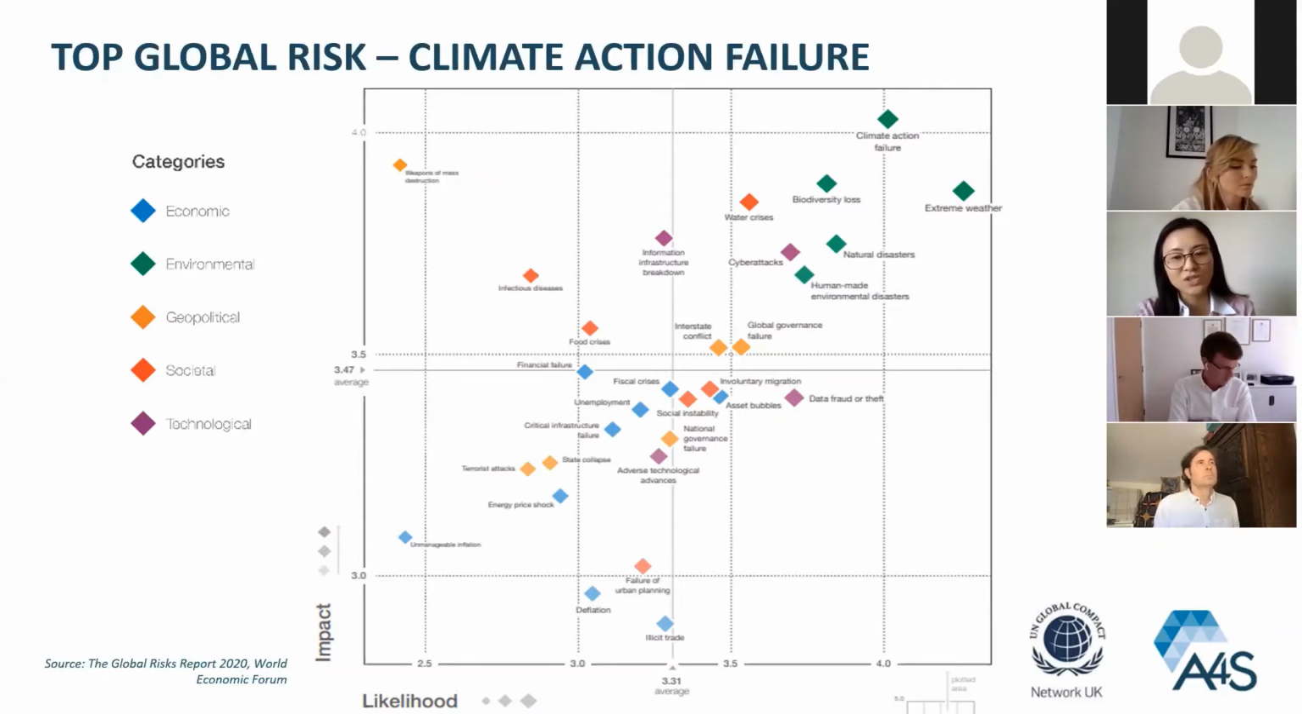You can see on the chart that climate action failure and extreme weather are at the top of the chart, the right-hand corner. And they've been up there for many years. Climate change is striking harder and more rapidly than many expected. We had several extreme weather events last year across the world, and climate-related issues are really dominating all of the top five long-term risks in terms of likelihood.